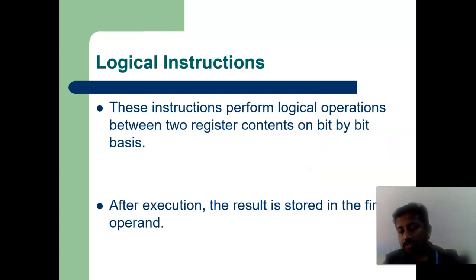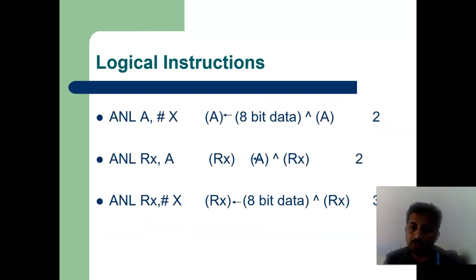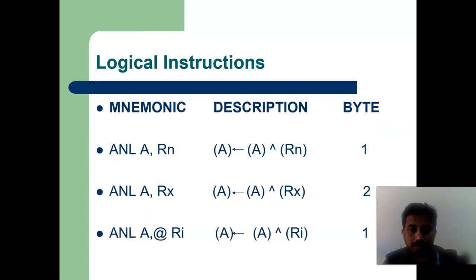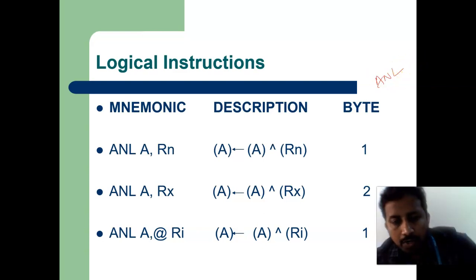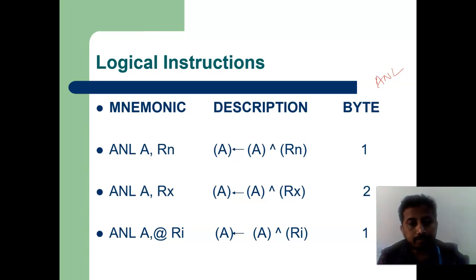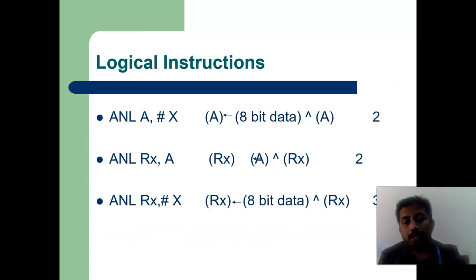The next category is logical instructions. As we know, we are having logical AND, OR, and XOR. Same thing here. The representation for AND is given as ANL, logical AND. And here also the same thing: destination should be A only. You can perform the AND operation with any register or memory location or immediate value, whatever it is, but the destination should be your A only.